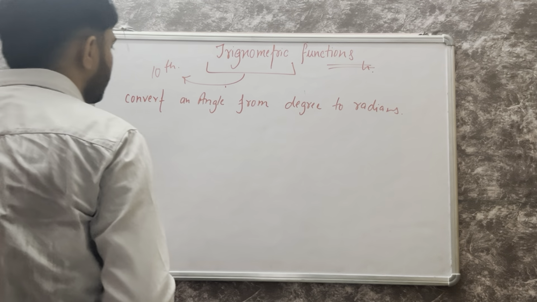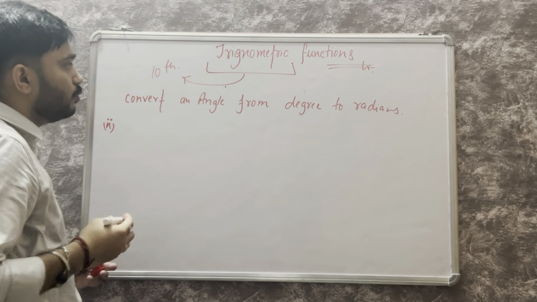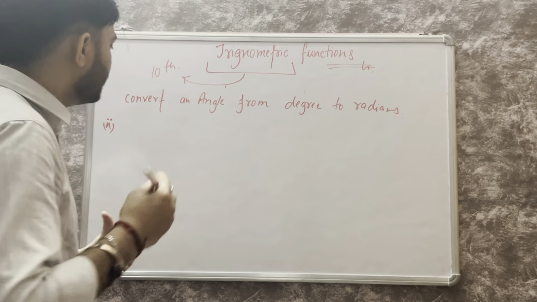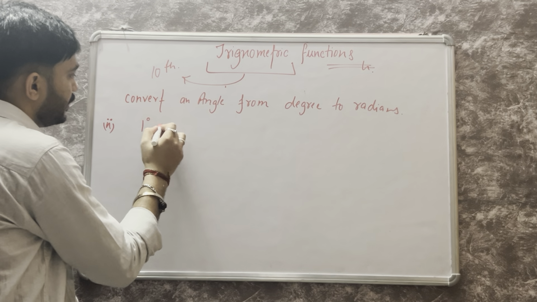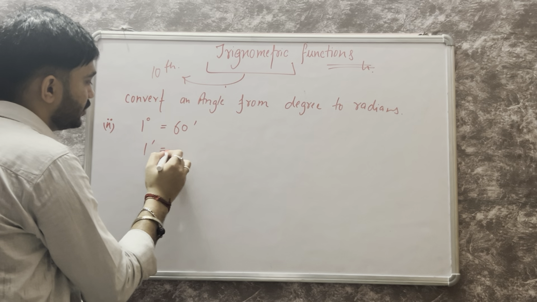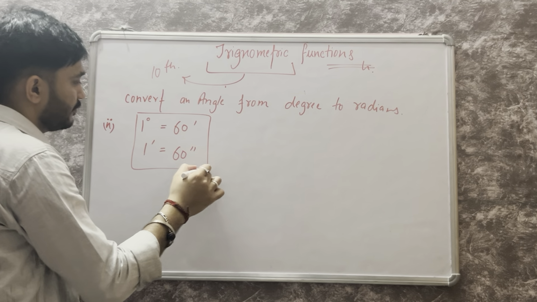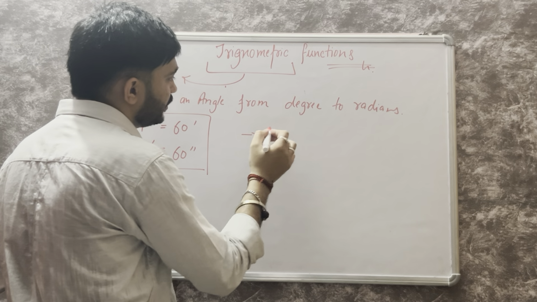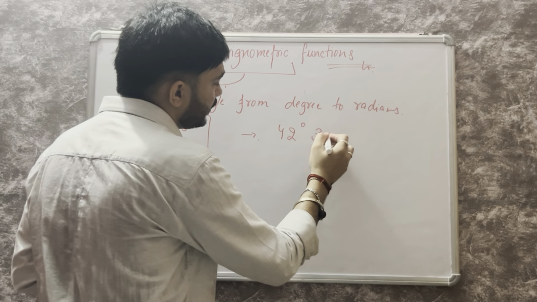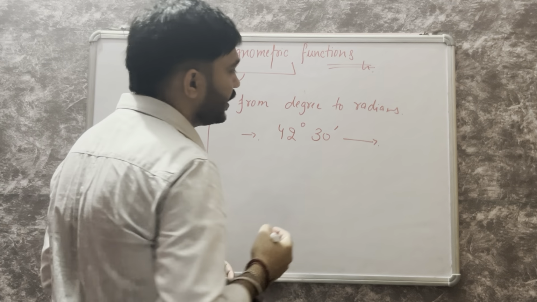Now we are just going to understand type 2 of converting an angle from degree to radians. Since we know that 1 degree is equal to 60 minutes and 1 minute is equal to 60 seconds, if we are given 42 degrees and 30 minutes, how are we going to convert it into radians?